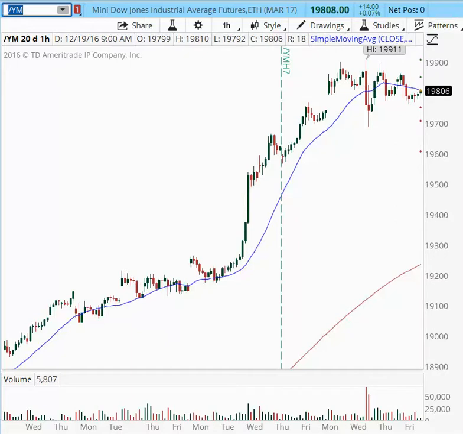Right now, it's setting up really nicely. So far, I see a stop that can be placed below 19,789. I would wait for this 810 to clear before I place the stop.